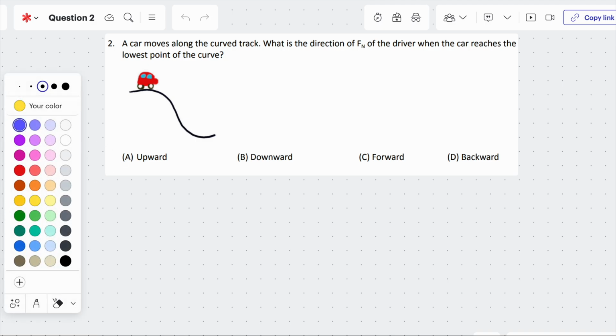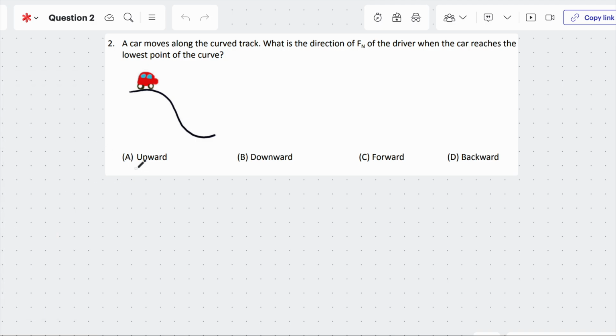Okay, question 2. A car moves along a curved track. What is the direction of the normal force on the driver when the car reaches the lowest point down here? So, we are going to draw a free body diagram. That's the thing with the square. I drew that very poorly. Where we draw the arrows for each of the forces. So when it's at the bottom here, we'll have 3 forces. We'll have the normal force, gravity, and centripetal force, since this is a curved track. That one's not as important here.